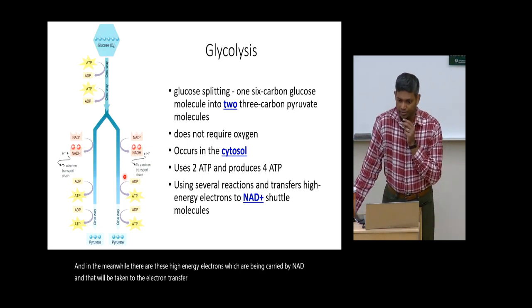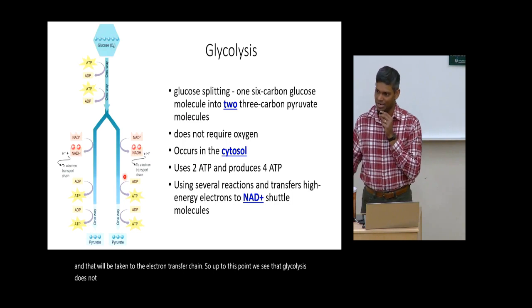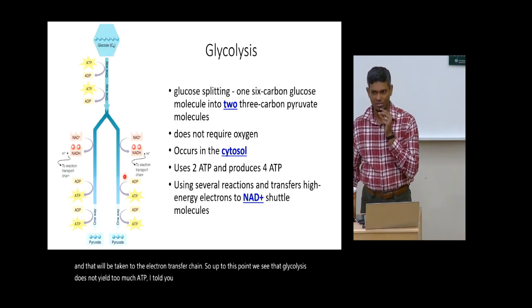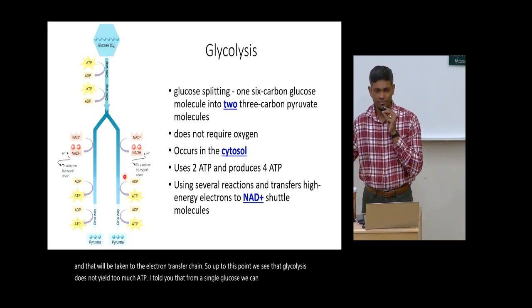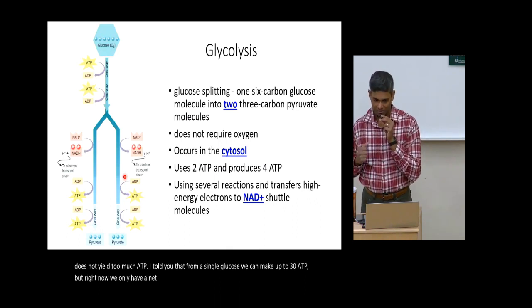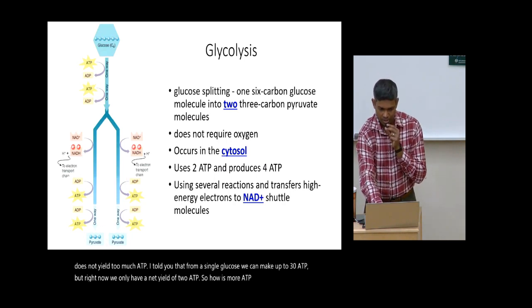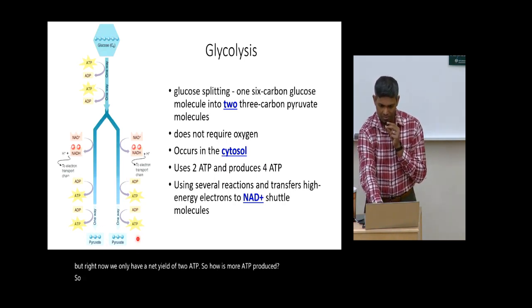So up till this point, we see that glycolysis does not yield too much ATP. I told you that from a single glucose we can make up to 30 ATP, but right now we only have a net yield of 2 ATP. So how is more ATP produced? So we will consider what happens to pyruvate.